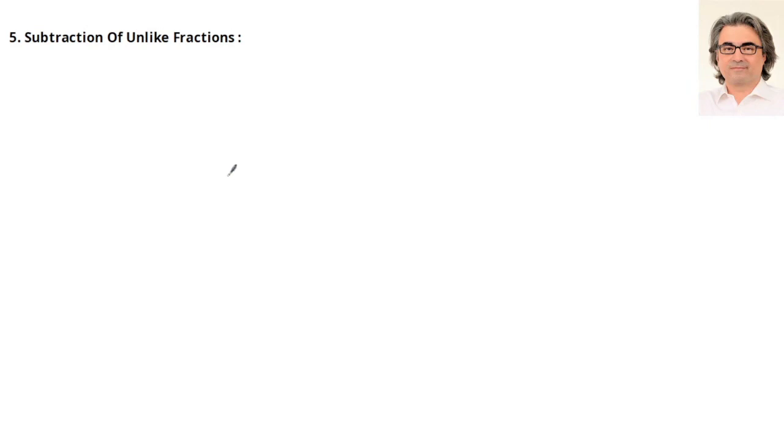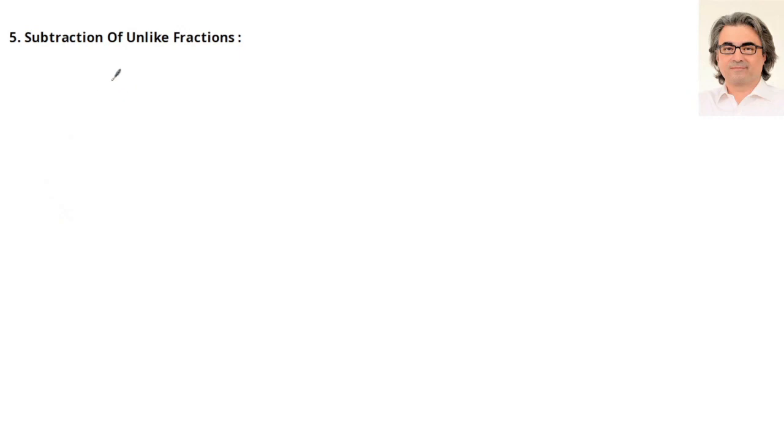Subtraction of unlike fractions. Unlike fractions mean fractions whose denominators are not equal to each other. Like in the addition operation, we should equalize the denominators. But the only difference between addition and subtraction operations is that one of them is subtraction, the other is addition.